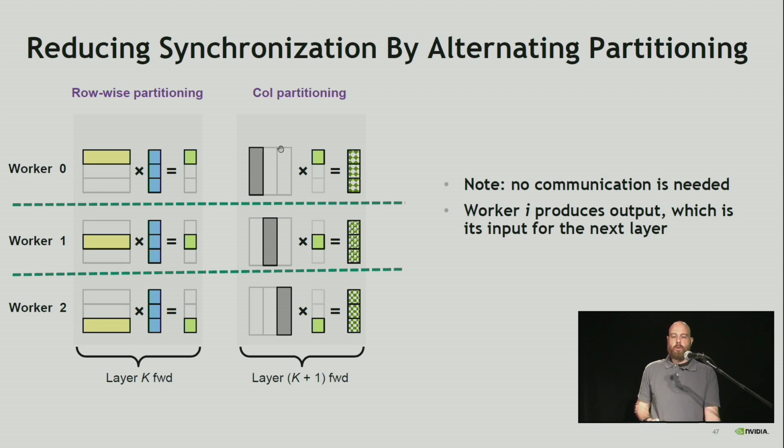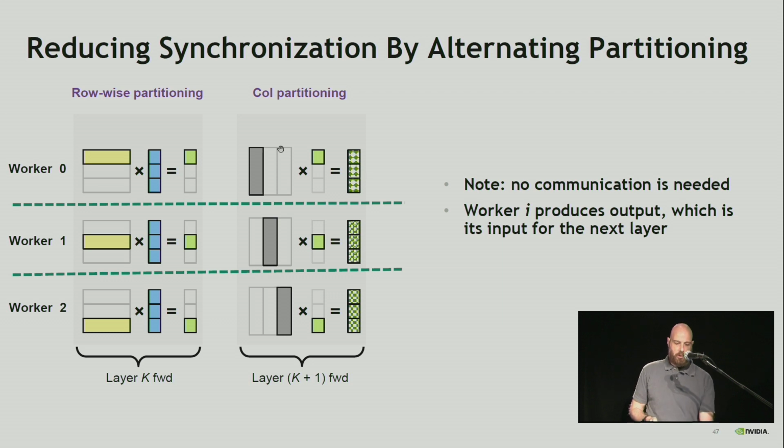There's a way to reduce the amount of synchronization by alternating how you partition your layers. So in this case, we combine the two examples, and we have 3 workers as before. The first one does row-wise partitioning. So you'll see its yellow matrix is partitioned in rows. And we've seen how this operates 2 slides ago. Then let's say after that, the next layer is partitioned by columns.